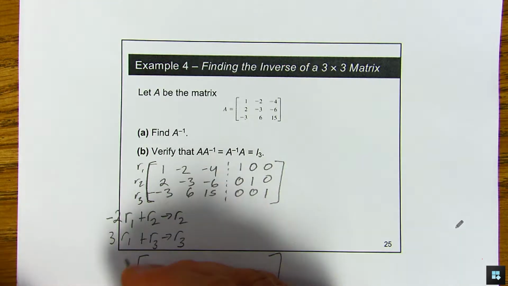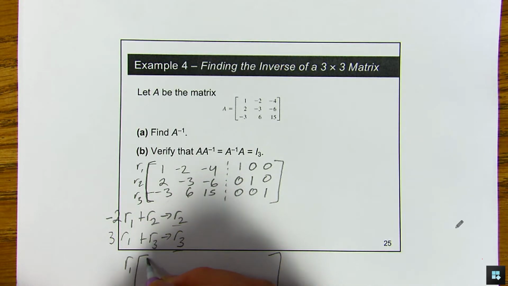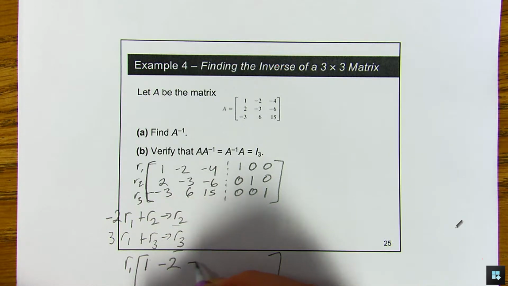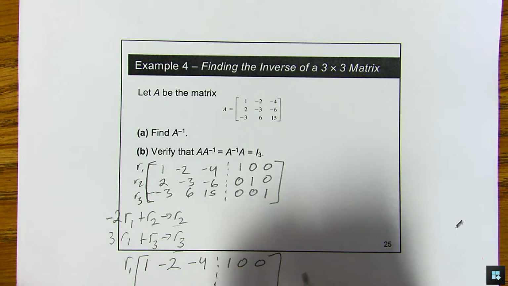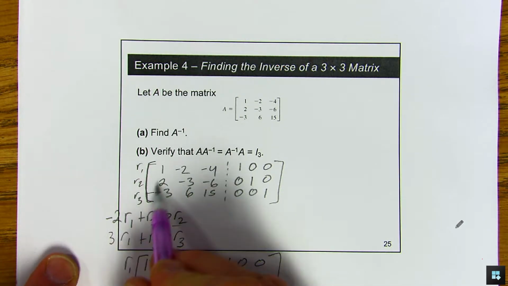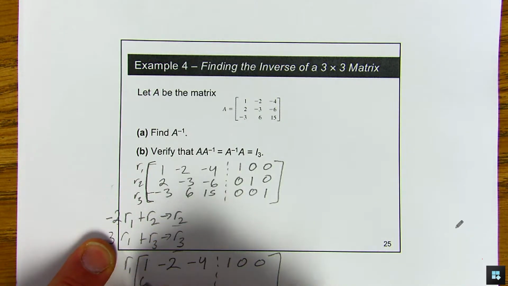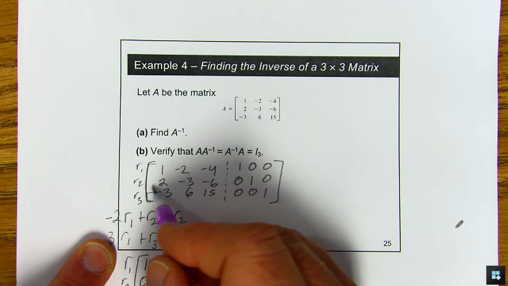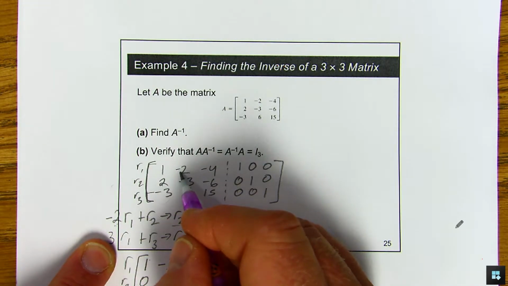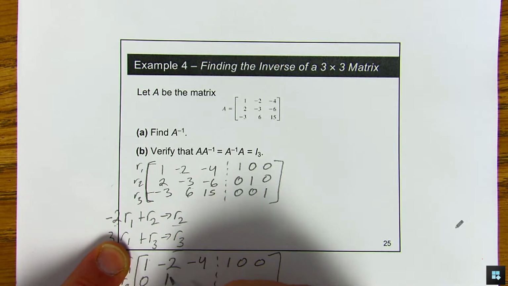Okay, so row 1's not going to change. Notice here, this is going to change row 2, and it's going to change row 3, but row 1 is not getting changed right now. 1, -2, -4, 1, 0, 0. Here we go. Take -2 times row 1. -2 times 1 is -2, plus 2 is 0, because I'm adding it to row 2, and it's becoming my new row 2. -2 times -2 is 4, plus -3 is 1. That becomes my new row 2.